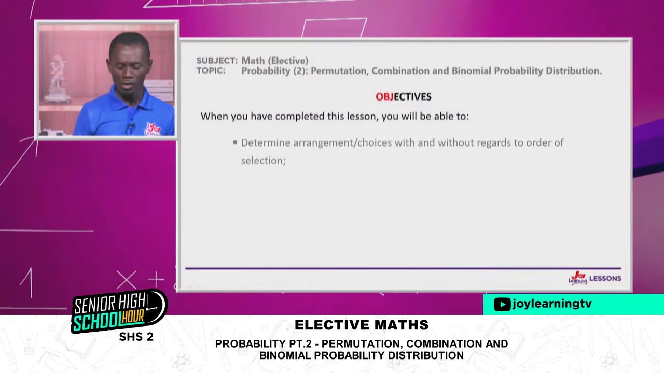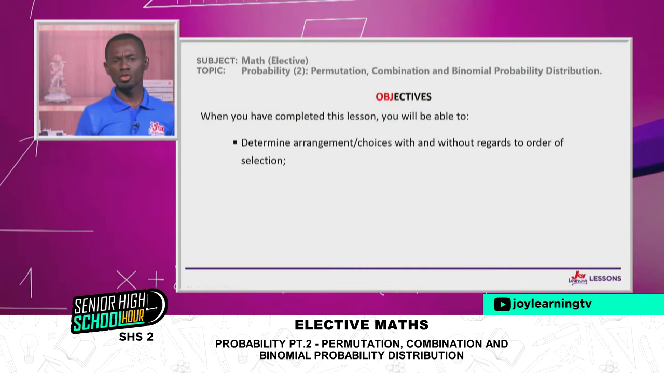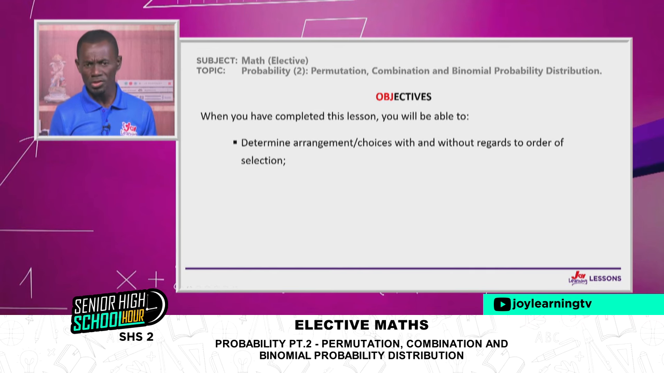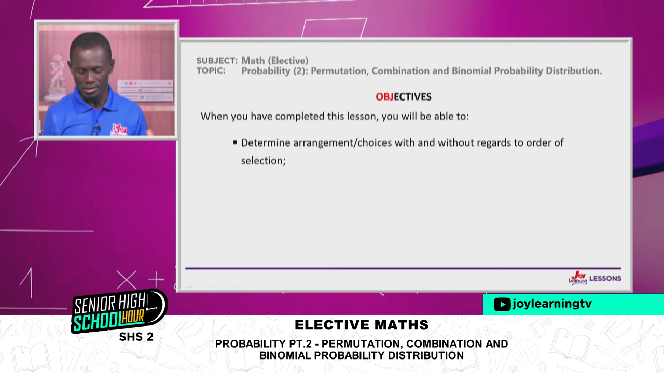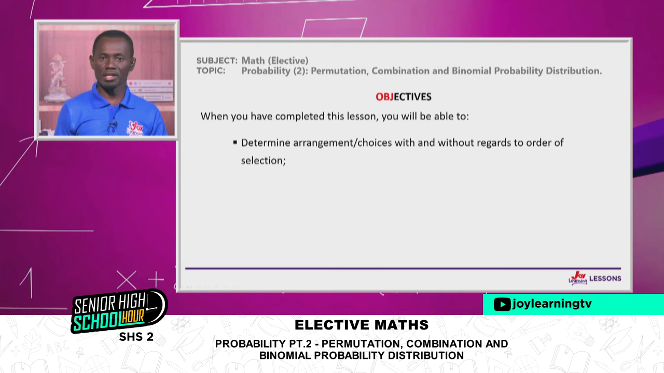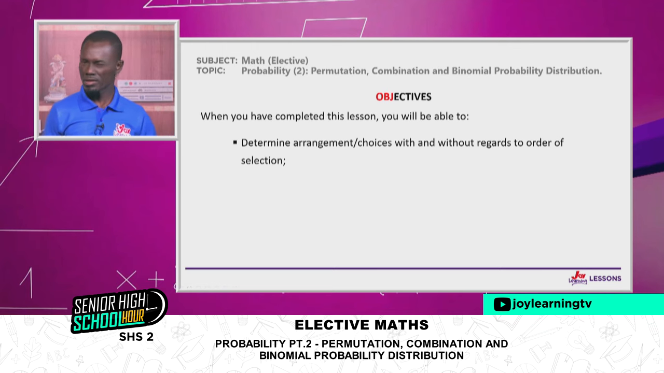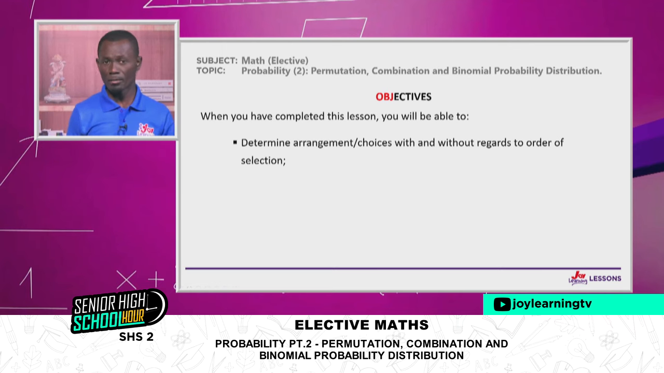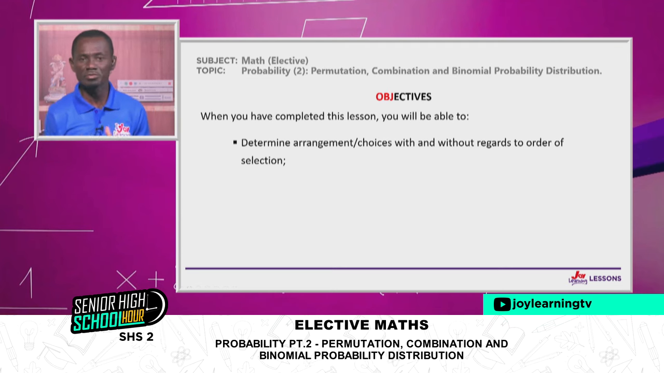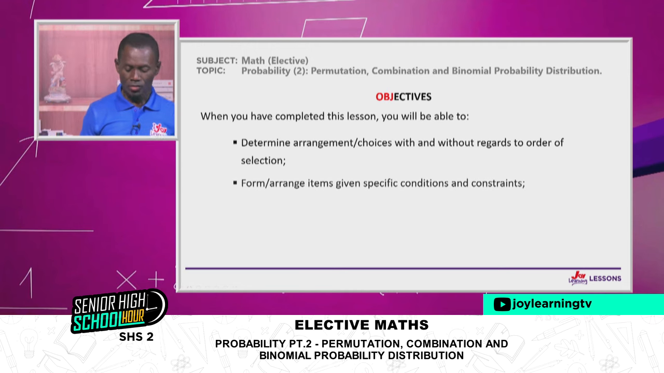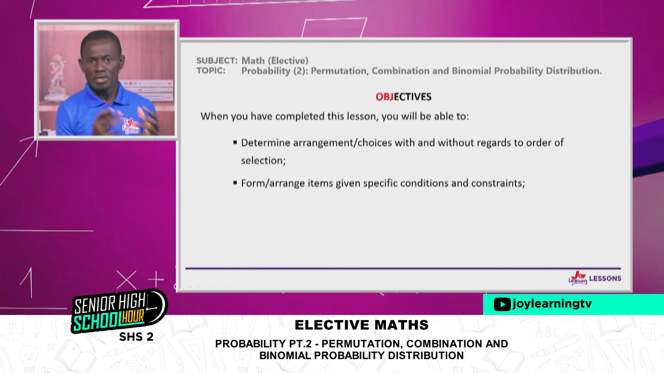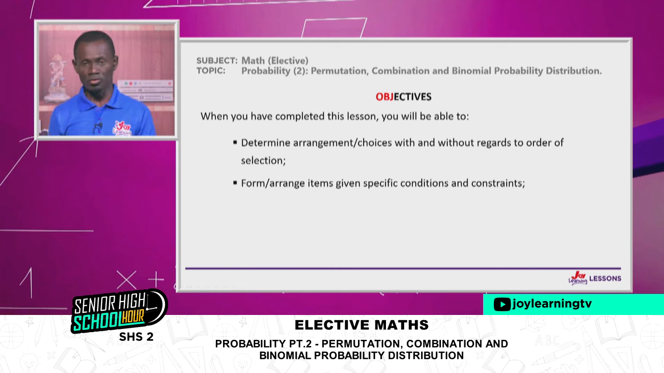So I will be hoping that together we'll be able to determine arrangements and choices with or without regard to selection or order. Because there are some selections that deal with order, there are some that do not bother about order. So I'll be hoping that together we can find such arrangements, such choices. Together we should be able to form and arrange items given specific conditions and constraints.